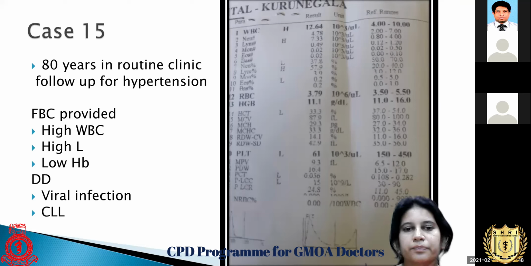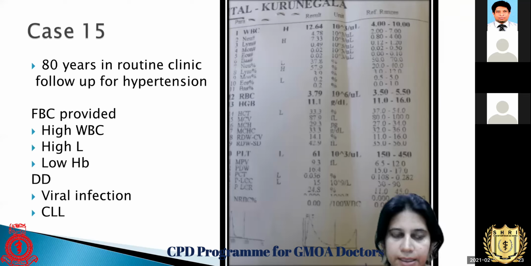It's a male patient. WBC 12,640. Neutrophil 4,000. Lymphocyte 7,000. So you see high lymphocyte count here. RBC low normal, hemoglobin normal, normal red cell indices, and low platelets. So you are having high lymphocyte count and low platelet. So are you dealing with viral infection or some chronic lymphoproliferative disease?